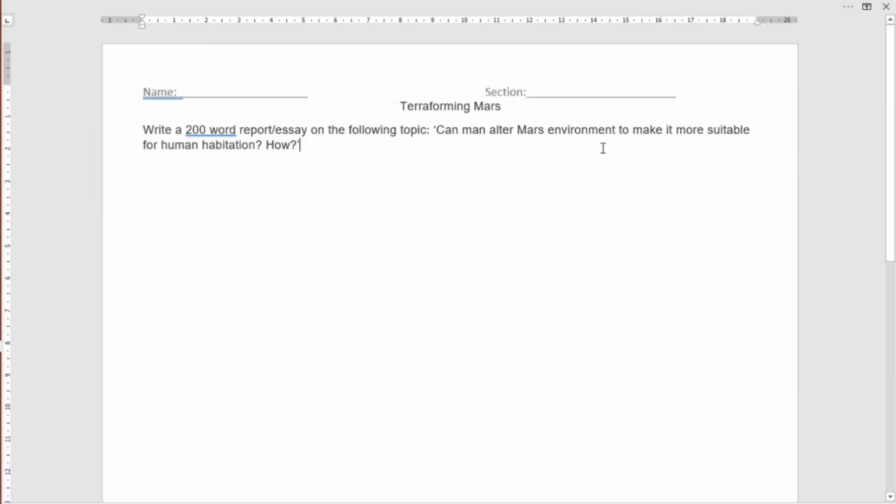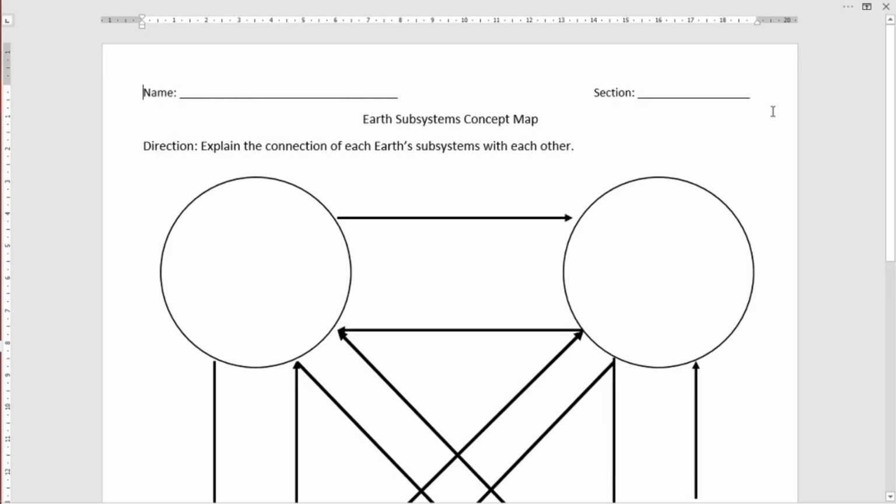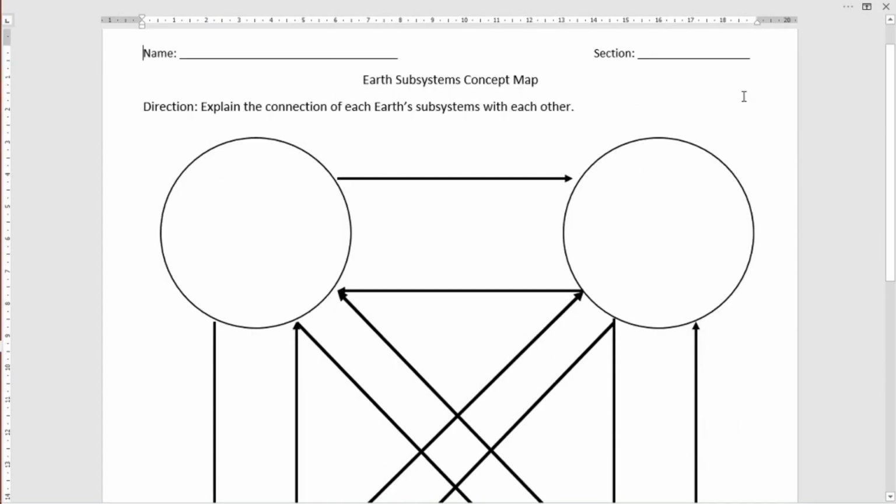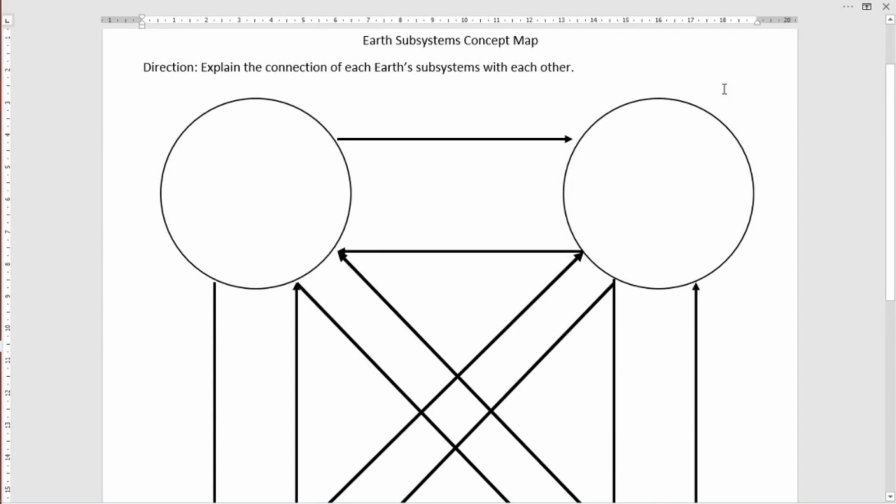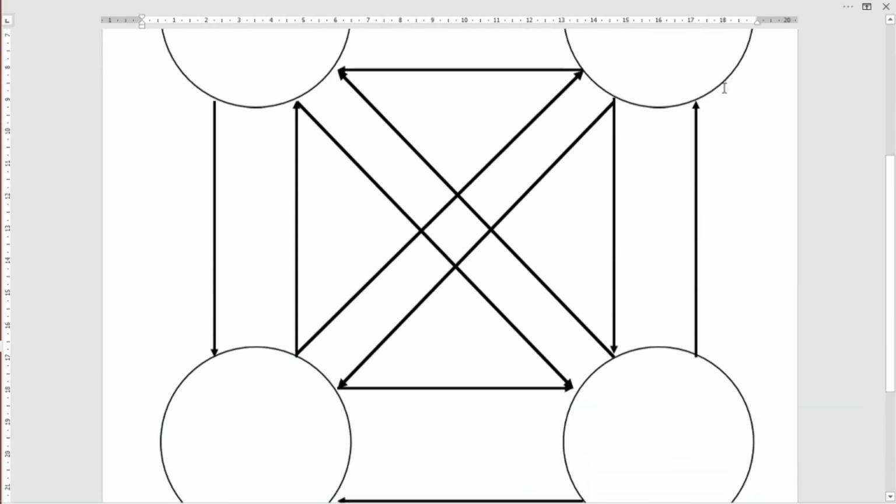On day 2, you are going to write an essay about terraforming Mars. Write a 200-word essay or report on the following topic: Can man alter Mars' environment to make it more suitable for human habitation? How? After that, you will answer this concept map about Earth subsystems. Direction: explain the connection of each Earth subsystem with each other.